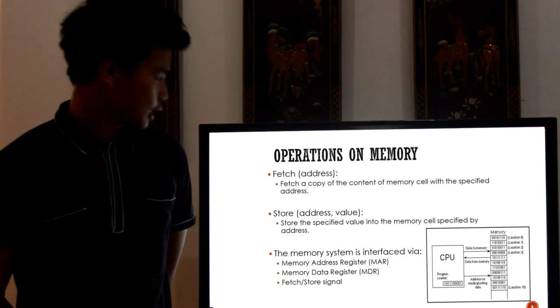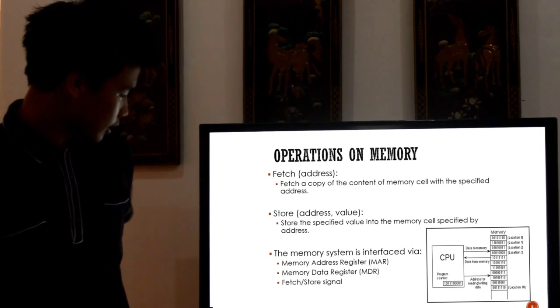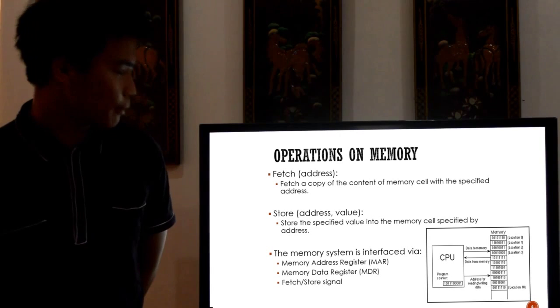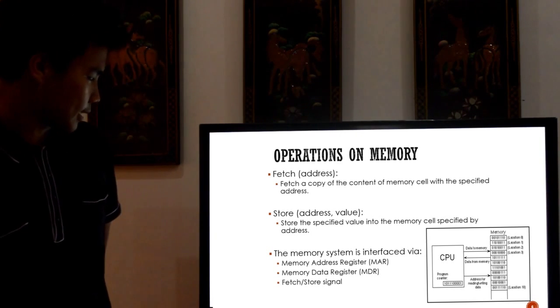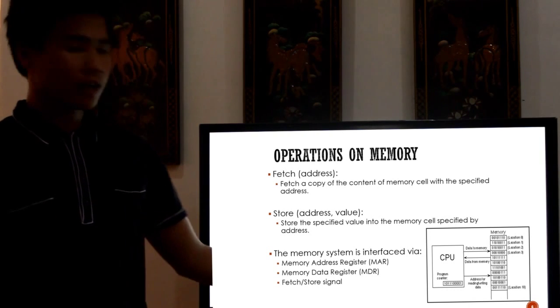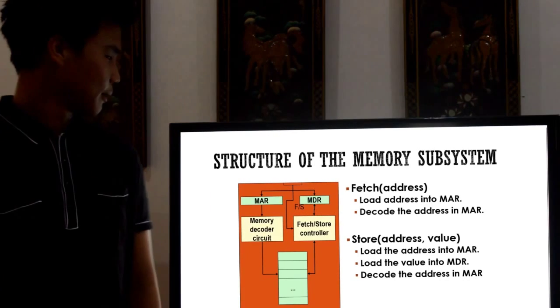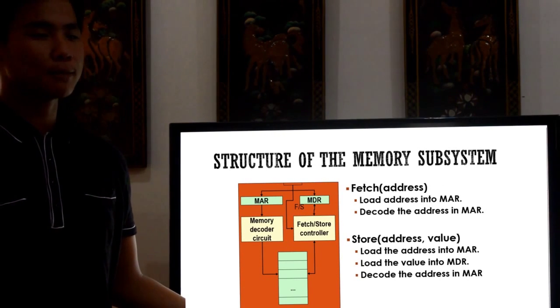Fetch copies the content of the memory cell with the specified address, while store stores the specified value into the memory cell specified by the address. The memory system is interfaced via the MAR, MDR, and the fetch and store signal. This is the structure of the memory subsystem.